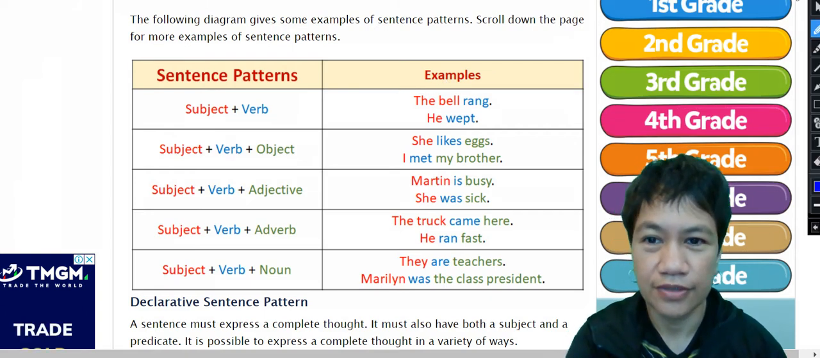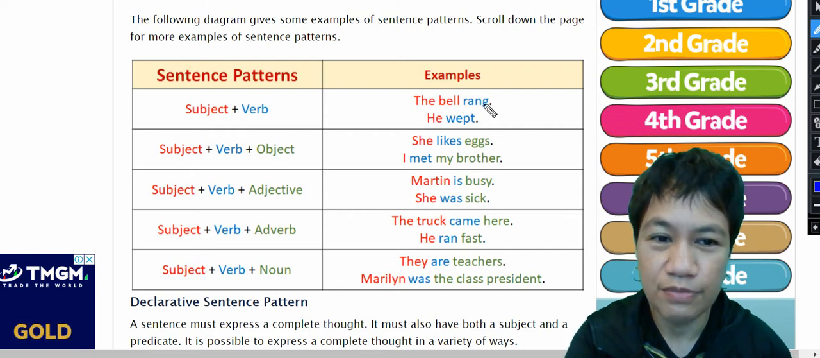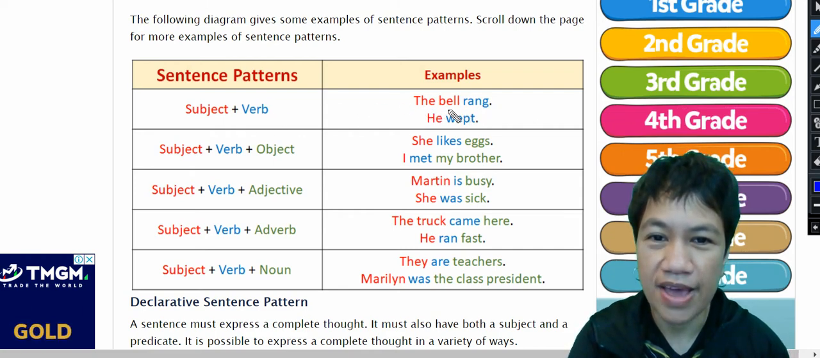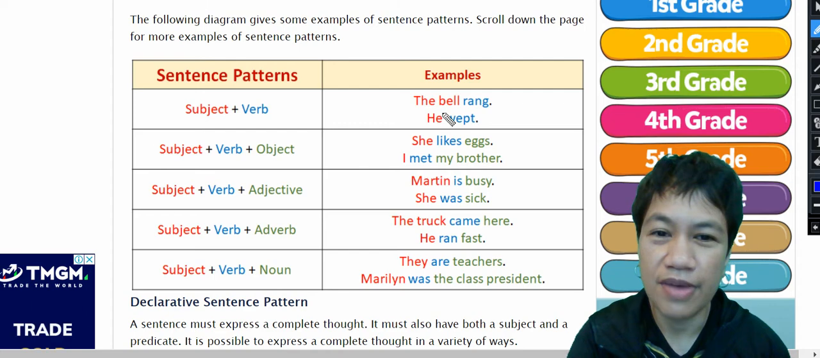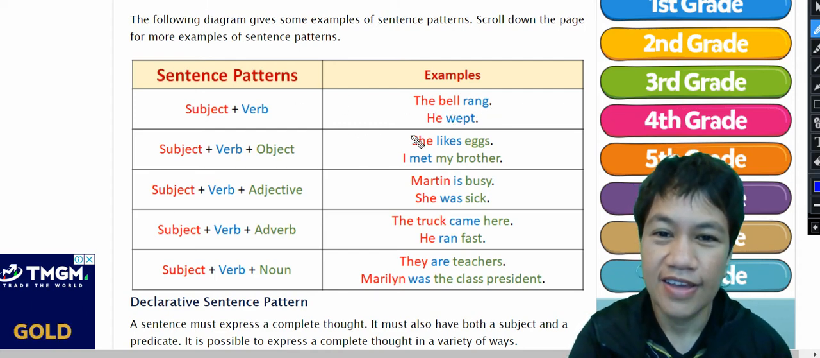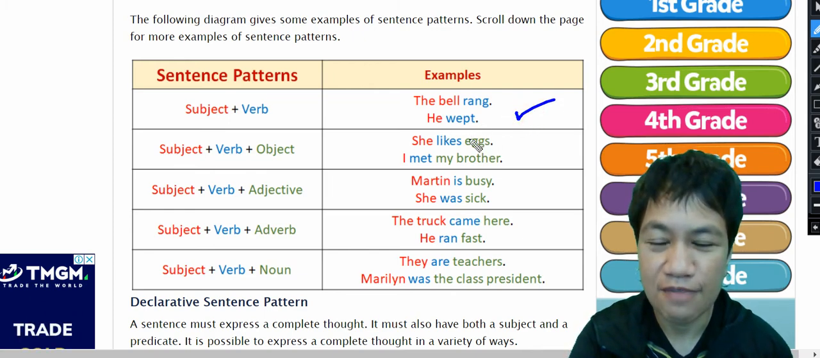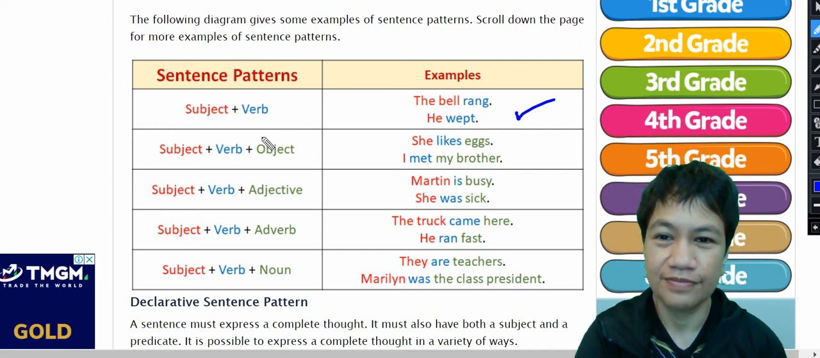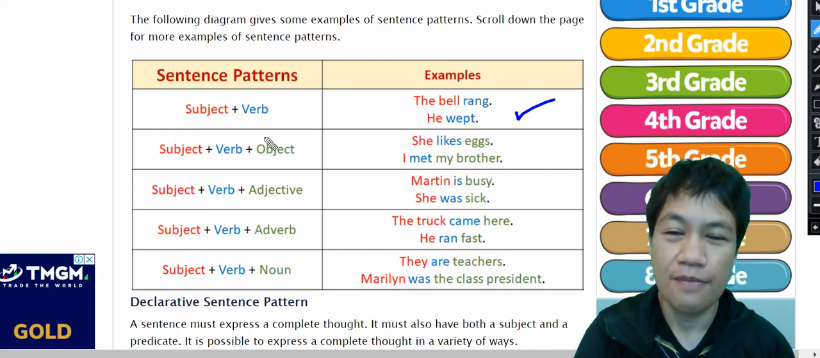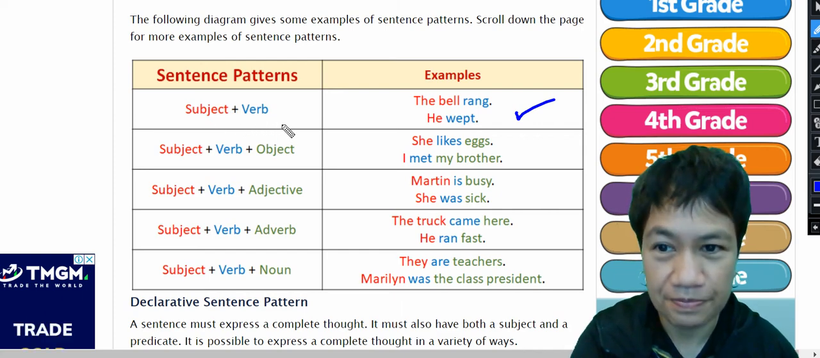Okay, let's have a look. The subject is in red and the verb is in blue. Okay, the subject, the bell. What is it doing? Rang. The bell rang. And next, he. What is he doing? He wept. So this is the example. You have the subject, animal, person, places, or thing, and also the verb.